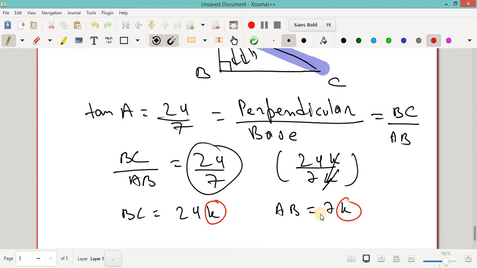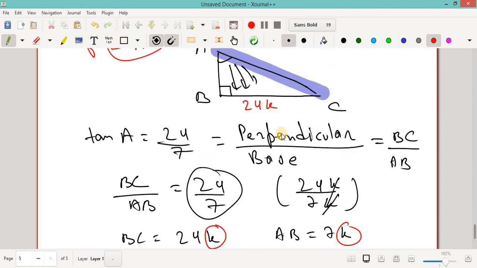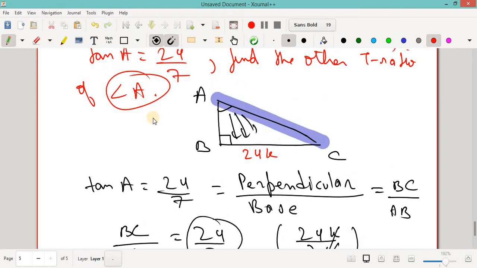Now next thing is that let me just equate. BC is what? 24K. So I'm going to write 24K, and your AB is nothing but 7K. Okay. Now we know that we have to find out the height, the third side, whatever the third side. In this case, again, it is the hypotenuse that we don't know, but in other cases it can be that this is given, and this is not given. So you have to find all the three sides. Okay. Now let us find out.